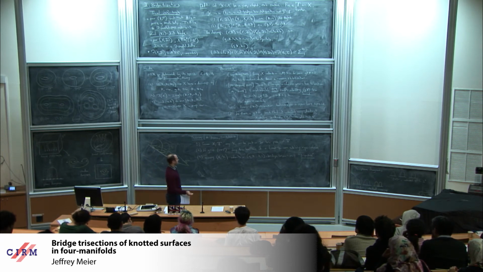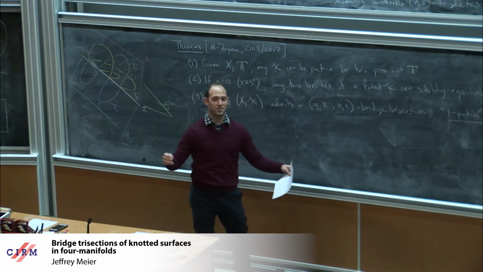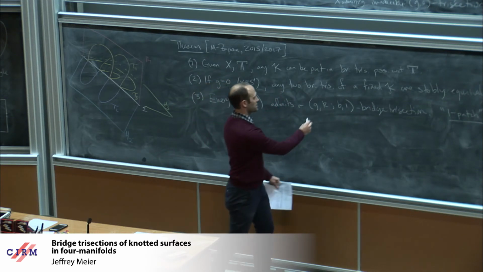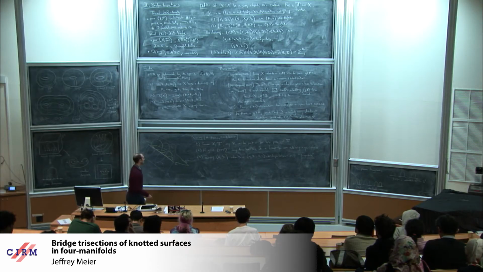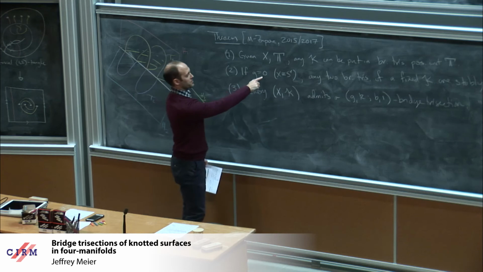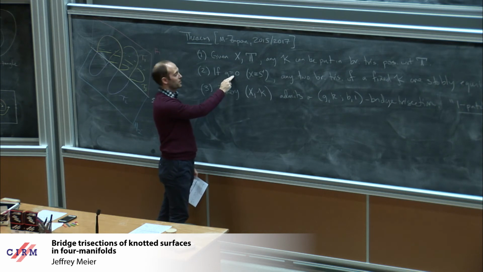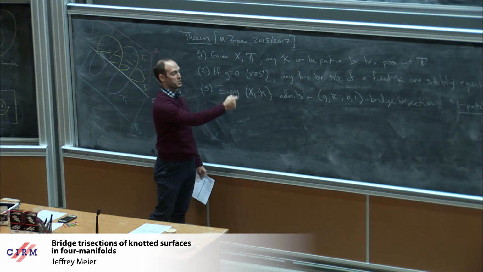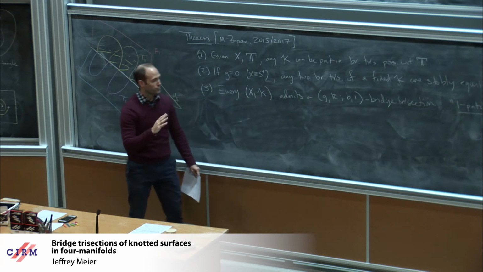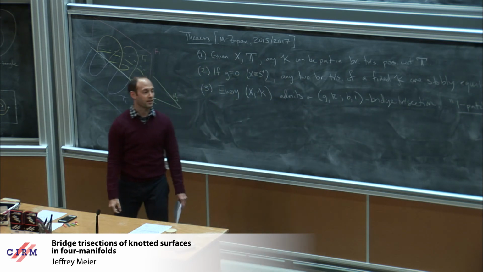What is the cost of this? Well, the cost is that if we have a bridge trisection that's not one patch, then we need to stabilize the trisection surface and increase the genus of the trisection surface. So it's not true that every surface in S4 admits a one-patch bridge trisection with respect to this surface. You would need to stabilize this. You would need to do the four-dimensional stabilization of the trisection surface to reduce the bridge number and the patch complexity here to what you want.